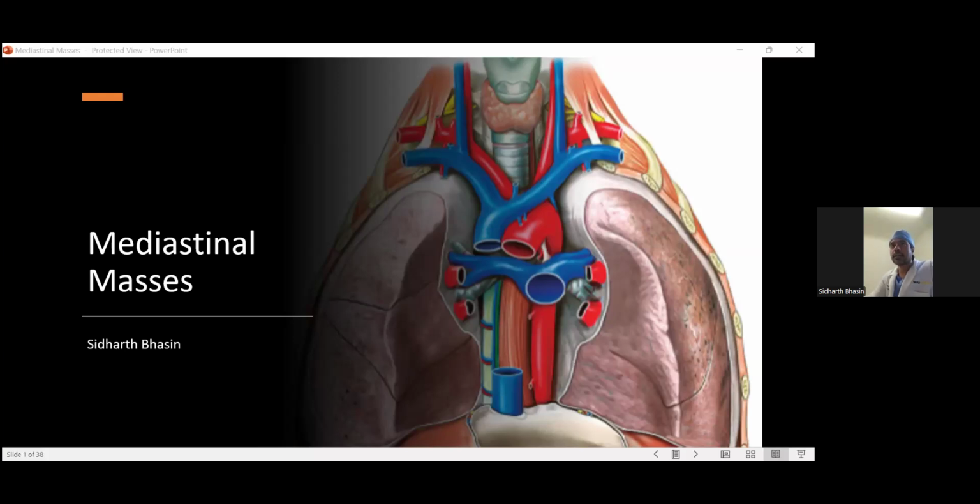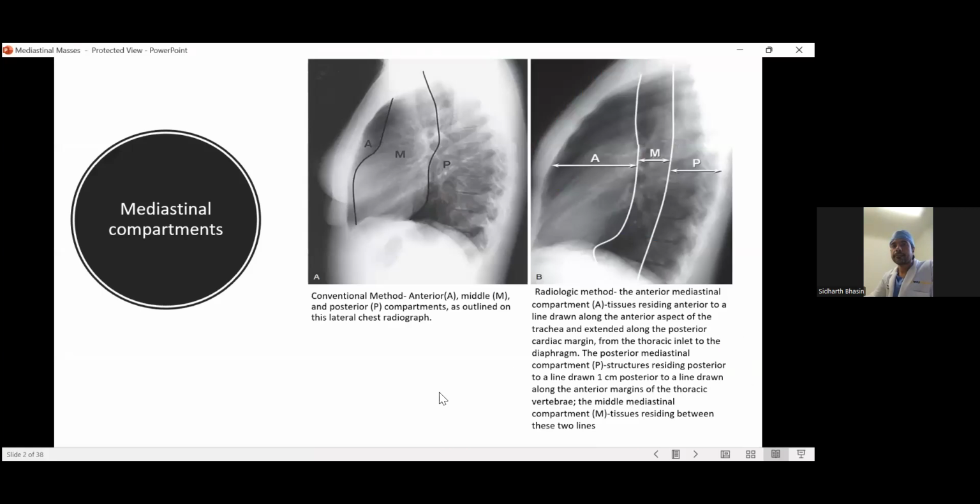Moving on to the second slide. This is just a comparison. There are two methods to divide the mediastinal compartments. One is the conventional method, where everything in front of the heart is anterior, everything behind the heart is posterior, and the heart is the middle compartment. But there's a radiological method as well, which again divides it into anterior, middle, and posterior.